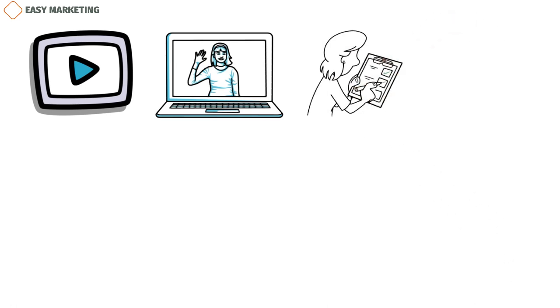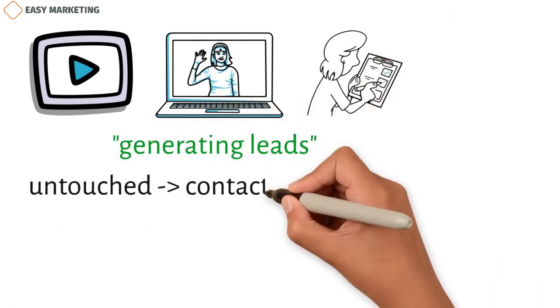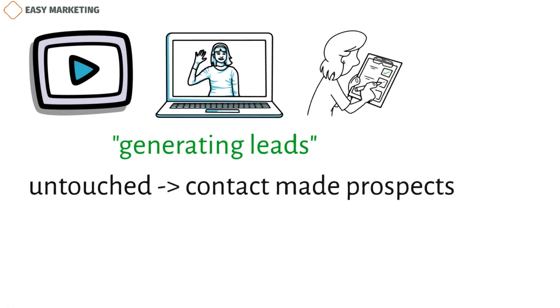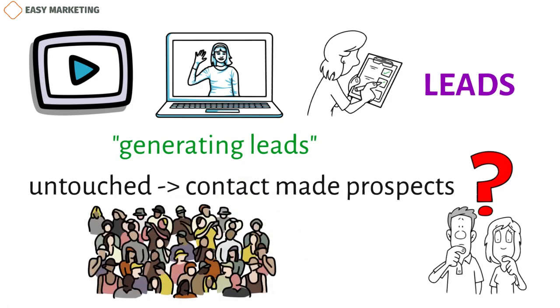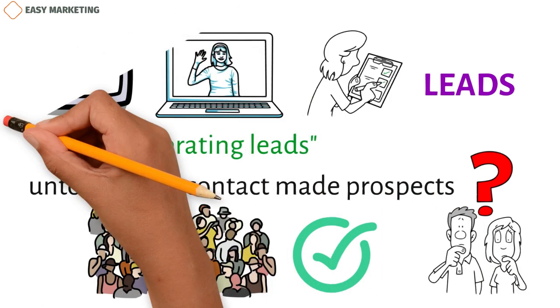This part of the process is called generating leads. At this stage, your prospects who were still untouched become contact-made prospects. They are now your leads, to be more specific. The next step is for you, as the sales rep, to ask the right questions and qualify your leads to make sure they are the right customers.